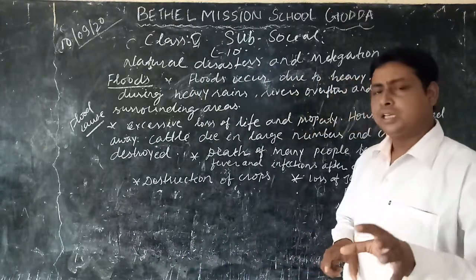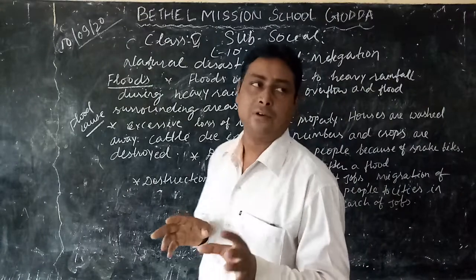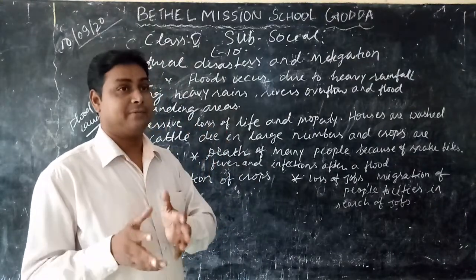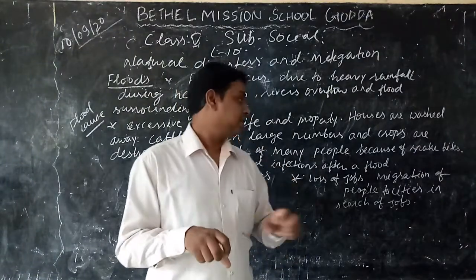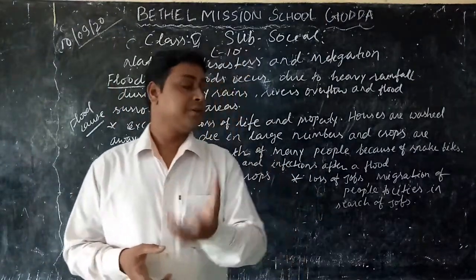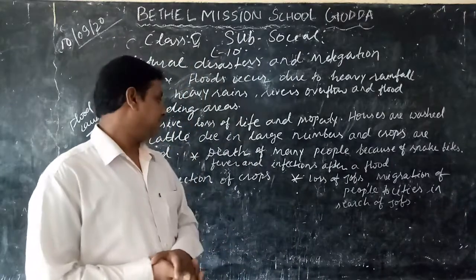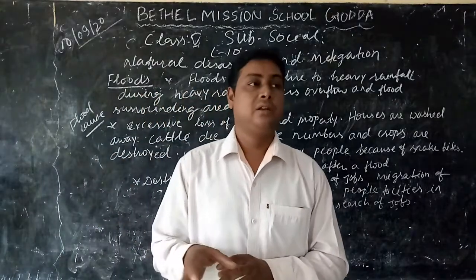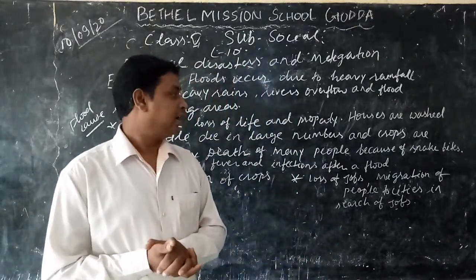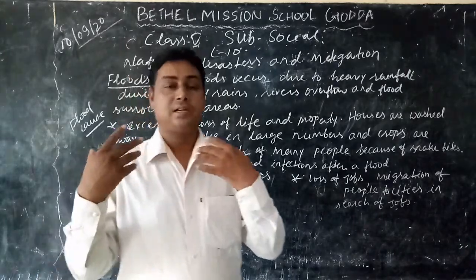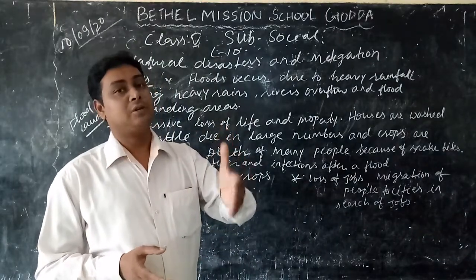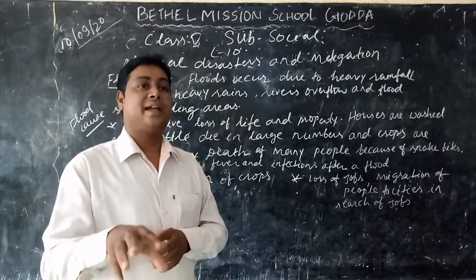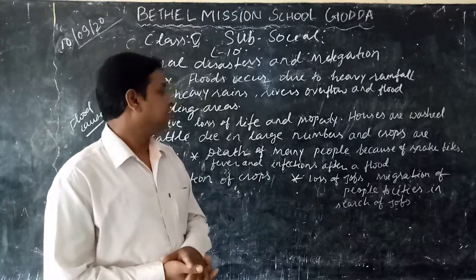During the flood or heavy rainfall, we find many deaths, many people dying because of snake bites. People suffer from different types of diseases, and due to fever, infection or snake bites they begin to die. Another point is destruction of crops. There is loss of crops also, and people are not able to survive there. That's why they migrate from one place to another, and they also lose their jobs, so they migrate in search of jobs. So these are the things.